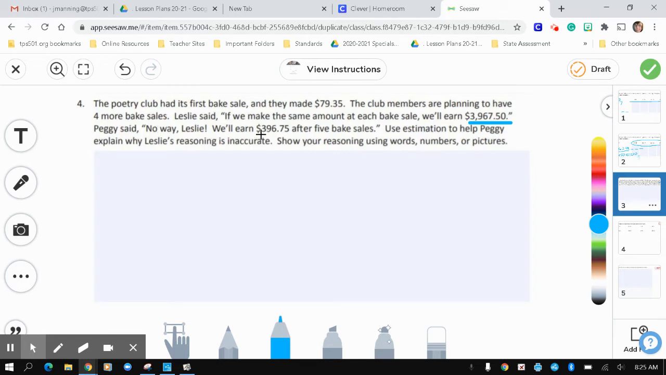And Peggy said it would be $300. So if their first bake sale they make $79.35 for one, we're going to make 5 copies of that because it says 4 more. So they're trying to trick you with that 4 more. We have to include 1 bake sale would be 1 copy and then 4 more copies. So then use your reasoning that we used on the previous skills to help you figure out which of the 2 would be correct.